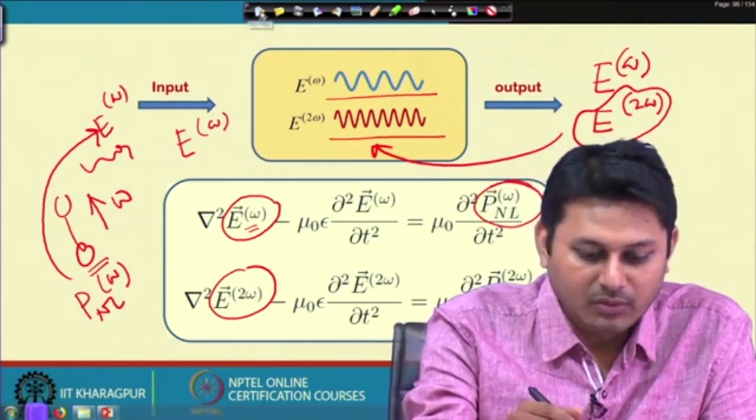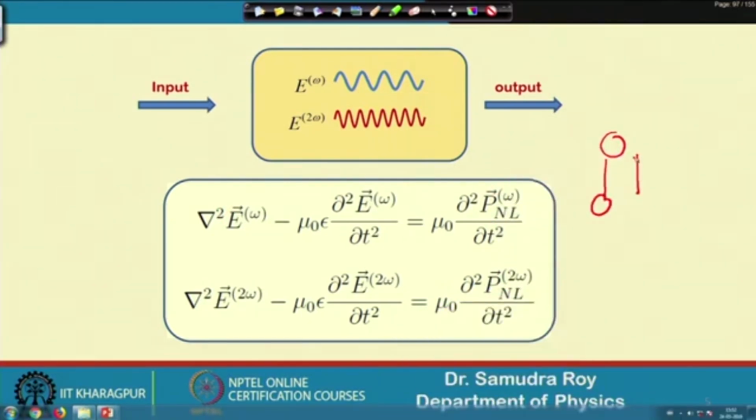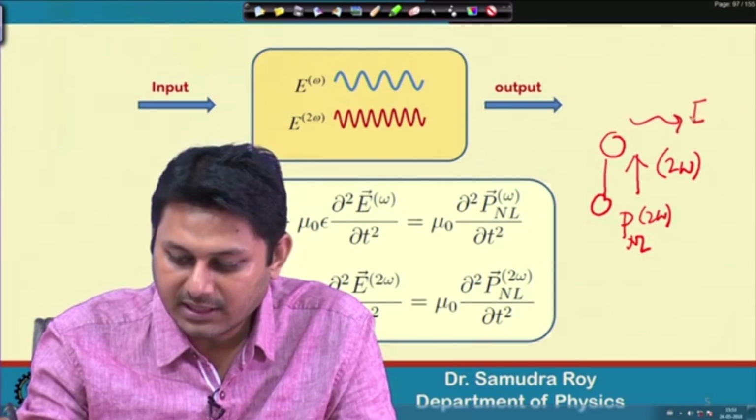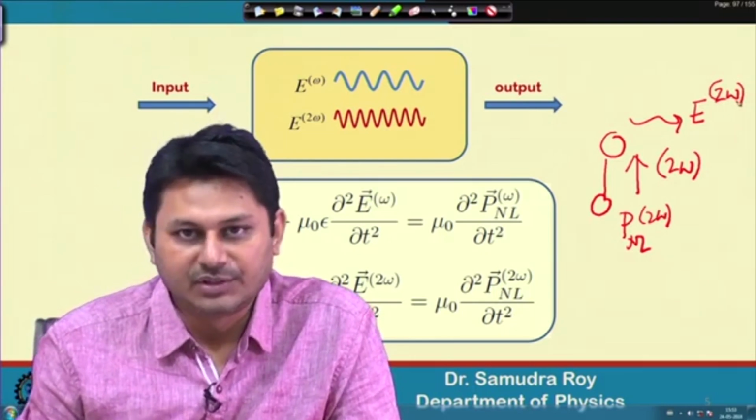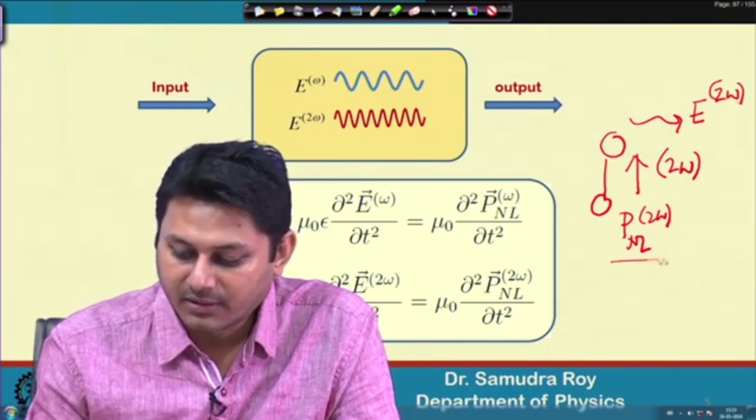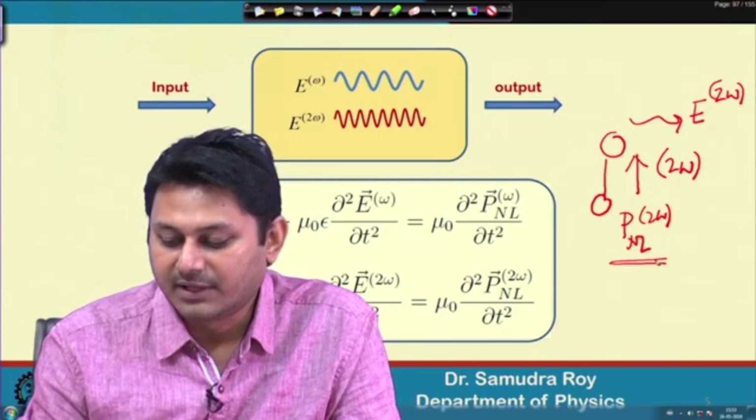Exactly in a similar way, suppose this is my dipole, and it is now vibrating with the frequency 2 omega. When it is vibrating at 2 omega, my nonlinear polarization can be represented as P nonlinear 2 omega. This is the way it is vibrating, and as a result it is generating an electric field with the same frequency 2 omega. So, the generation of 2 omega is essentially supported by the nonlinear polarization which has a component of 2 omega.